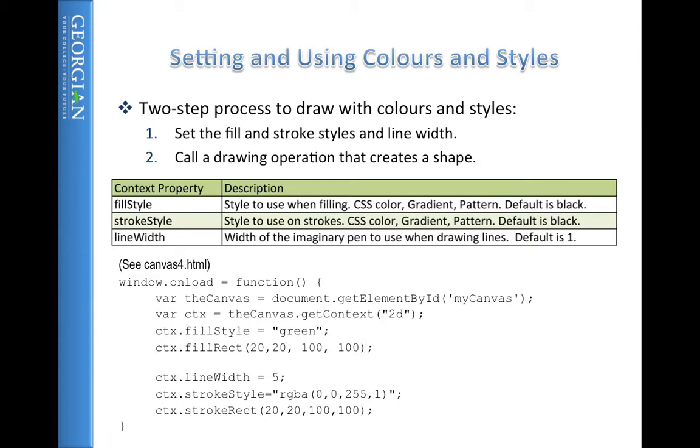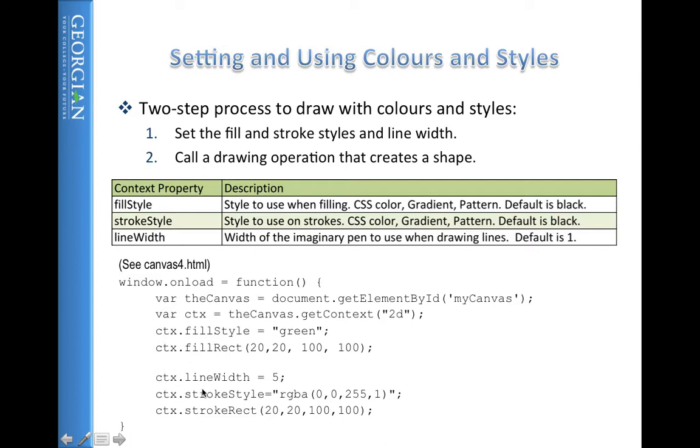So again, there's a two-step process when I want to draw with colors and styles on the canvas itself. I have to set the fill and stroke styles and line width. This is how difficult it is to do. This is pure canvas, okay? And then I got to call a drawing operation that creates the shape. Okay, so here's my fill style. I say something like this. Context fillStyle is equal to green. So that's the color of my pen, right? And then fillRect, and it's going to start at x is equal to 20, y is equal to 20, and it's going to be 100 by 100 wide, right?